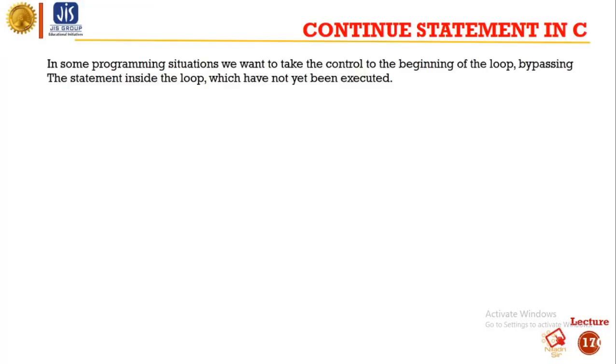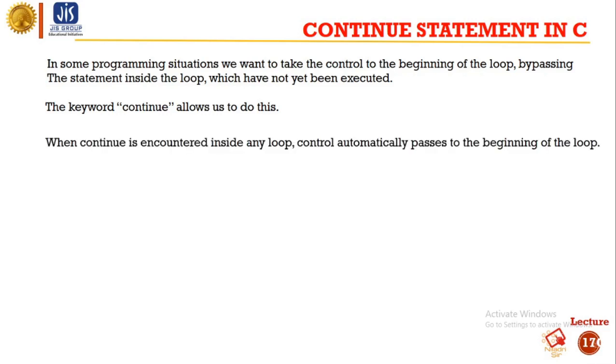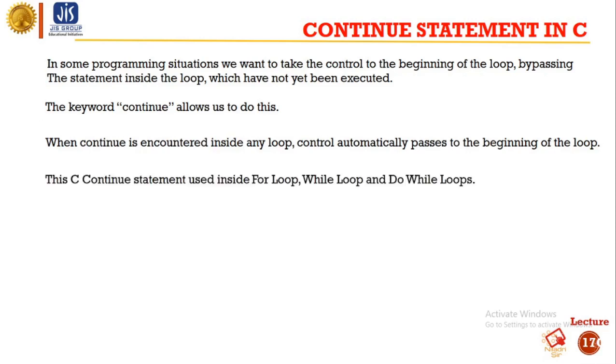In some programming situations, we want to take the control to the beginning of the loop, bypassing the statements inside the loop which have not yet been executed. The keyword continue allows us to do this. When continue is encountered inside any loop, control automatically passes to the beginning of the loop. The C continue statement is used inside for loop, while loop, and do while loop.